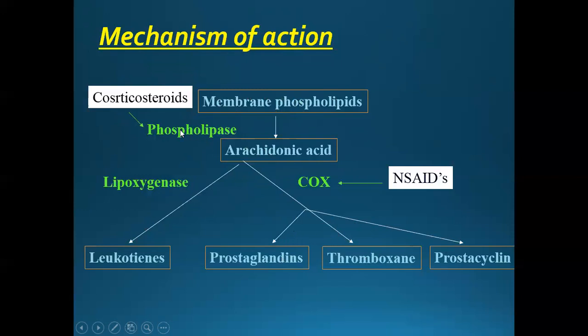Here, phospholipase is the enzyme responsible for conversion of membrane phospholipids into arachidonic acid, and further arachidonic acid is converted into thromboxanes, prostaglandins, and prostacyclins with the help of COX enzymes. Now here, corticosteroids inhibit phospholipase, and NSAIDs inhibit COX enzymes. So this is the summary of the mechanism of action, the schematic diagram.